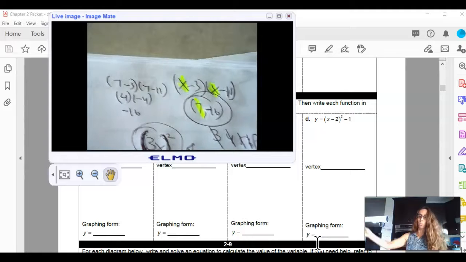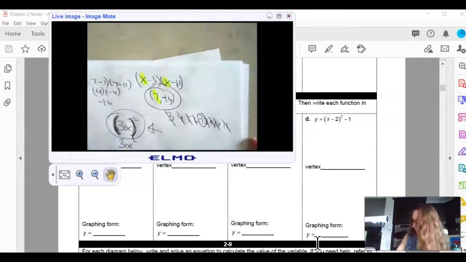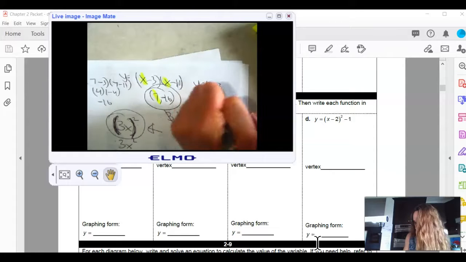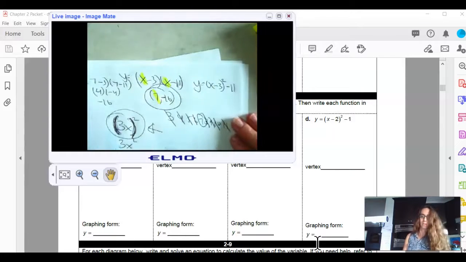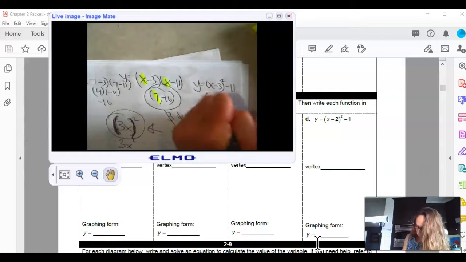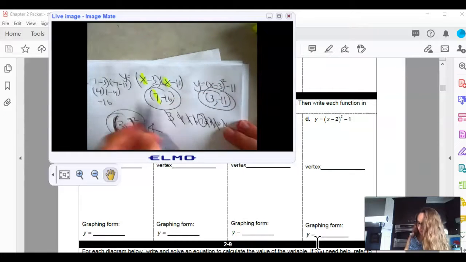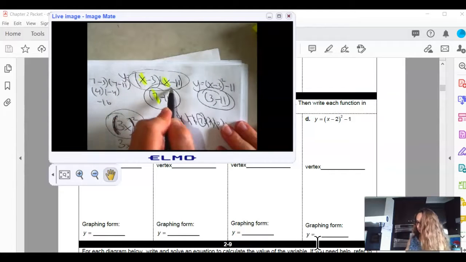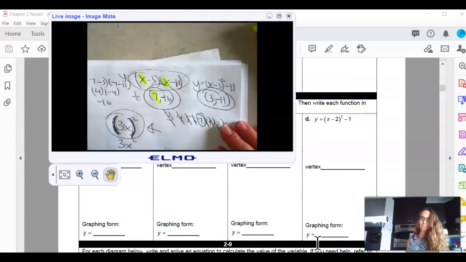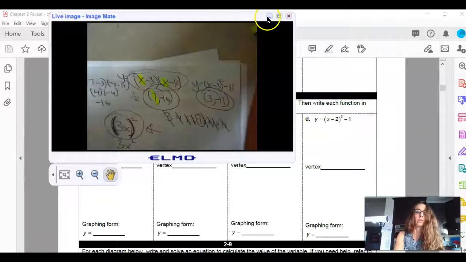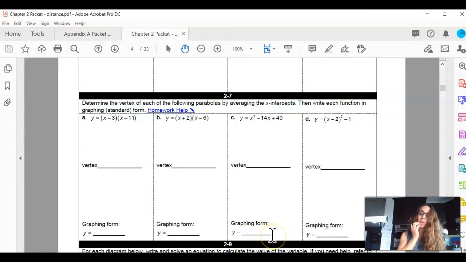Okay? What if I had this? Instead of y equals x minus 3, x minus 11, I had y equals x minus 3 squared minus 11. Now, my equation is in vertex form. Boom. I can just get the vertex right away. So this is called factored form because it's already been factored. So in factored form, you find out what's halfway between. In vertex form, you can just get the vertex. Okay? So when they say what's graphing form, they want vertex form. So find the vertex and then put it in vertex form.